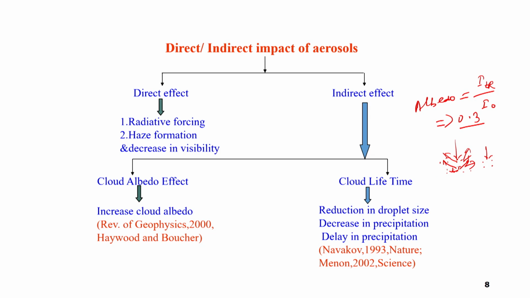If you see the equation, albedo is IR upon I0, and the reflected radiation is increased, and this is why it will lead to an increase in the cloud albedo. Now as a consequence, what will happen? If the cloud albedo is increased, what will happen?